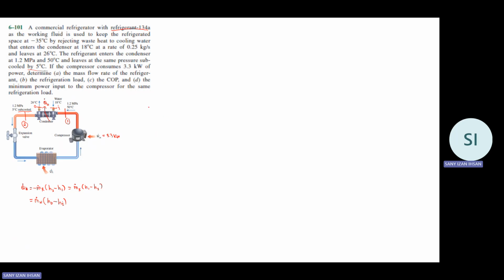Okay, now let's analyze the water part. Water comes in at 18 degrees Celsius. Usually the water will be at atmospheric pressure. So you know that it is not boiling. It is not even in the saturated form. At 18 degrees Celsius, it is in compressed liquid condition. So let's look at the cooling water.